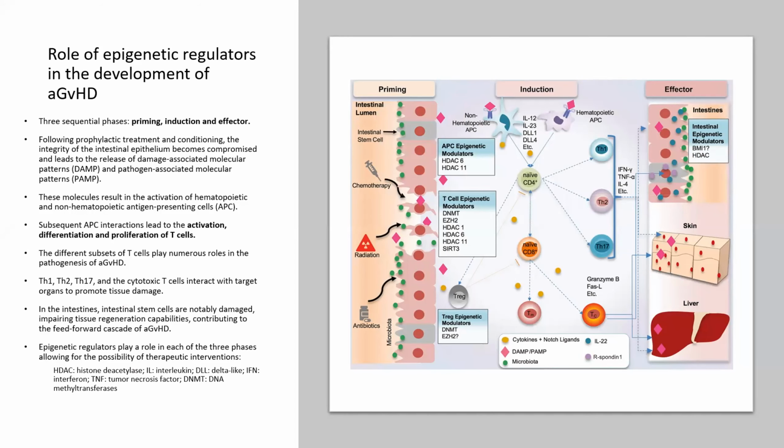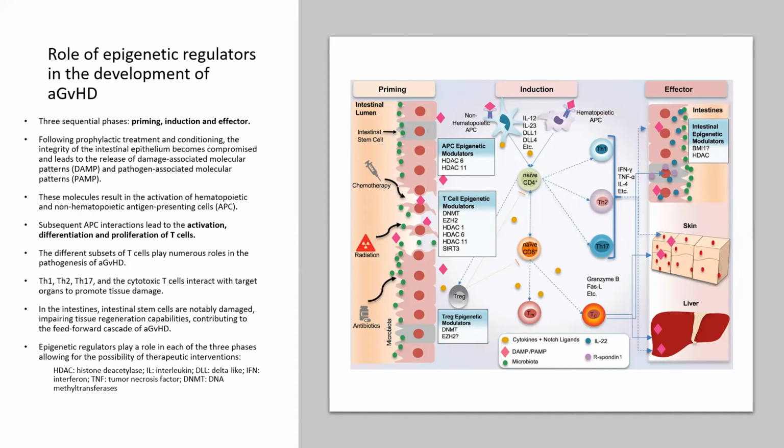So I'm not going to go into a lot of detail into the actual pathophysiology of graft versus host disease, but there are basically three sequential phases which occur: priming, induction, and effector phases. Following prophylactic treatment and conditioning, there's a disruption in the integrity of the epithelium, and this leads to the release of damage-associated molecular patterns and pathogen-associated molecular patterns.